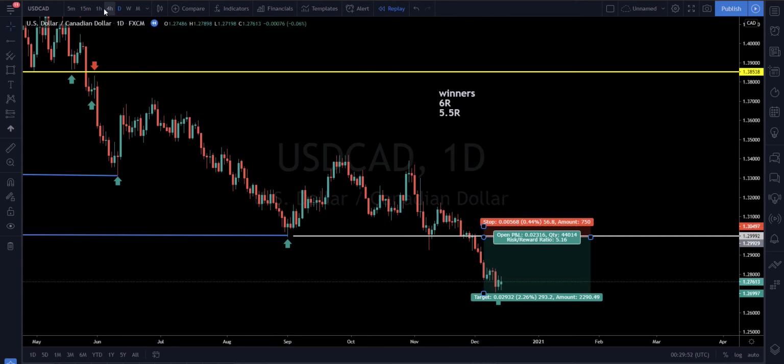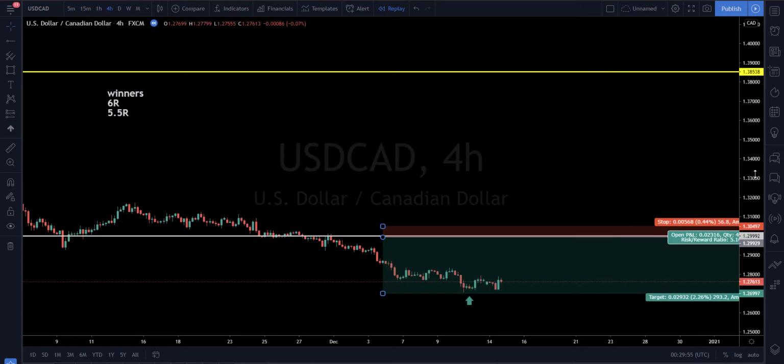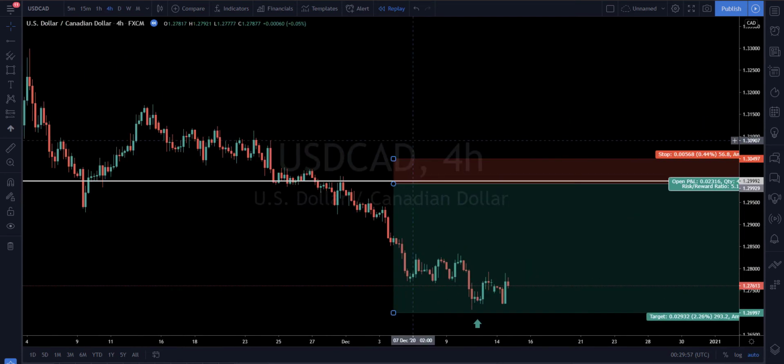Let's zoom into a smaller time frame, say 4 hours. Let's see where the run started. So this support here has been broken, and it's broken around these levels. Then we have this run down, waiting for pullback. So we're gonna be putting a pending order here.